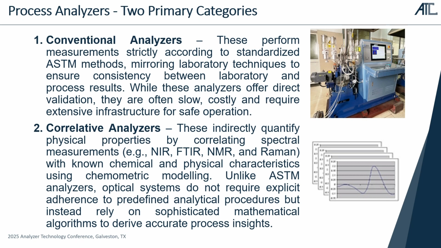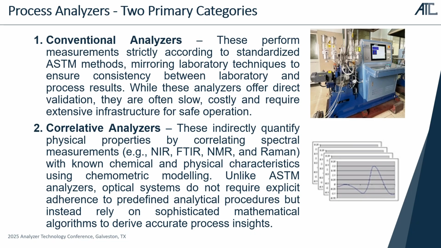Before we start, it's very important to distinguish between two primary categories of process analyzers. The first category includes conventional analyzers. By conventional analyzers, we mean technologies which come from the laboratory. Normally, these technologies are related to wet chemistry, gas chromatography, and many other technologies based on standard methods. Using these technologies, we can be absolutely sure that our results will correlate well with the laboratory results because we're using the same technologies.